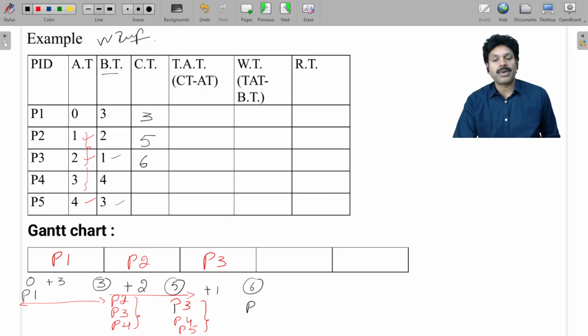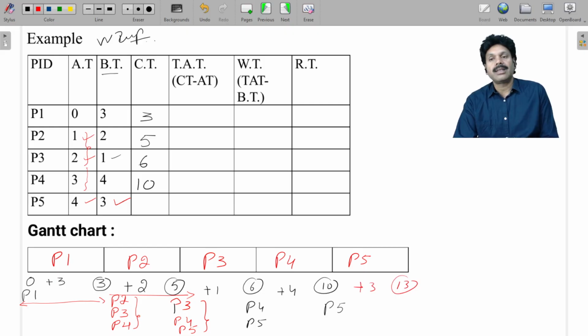Then after that, two other processes, P4 and P5. There is no need to cross check anything because all processes have arrived. Now P4 gets executed for 4 units of time. So P4 gets completed by 10. Then the last process left over is P5. P5 gets executed, the time units required here is 3. Then by 13, it got completed. That's it. We got all the completion times.